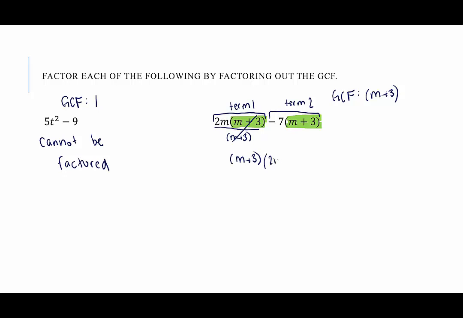Well, there's still a 2m there. When I divide it into the second term, what am I left with? The minus 7. And this would be our final answer here. M plus 3, the GCF, times the leftovers from the 2 terms, 2m minus 7.